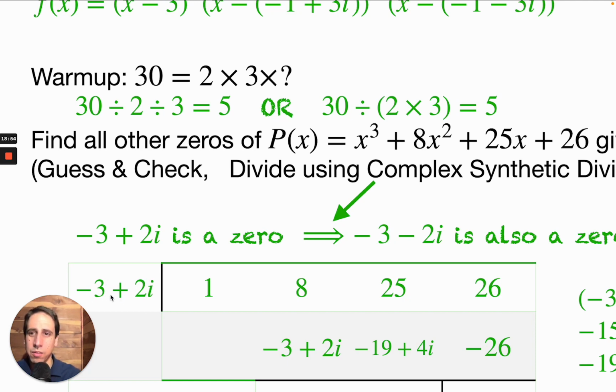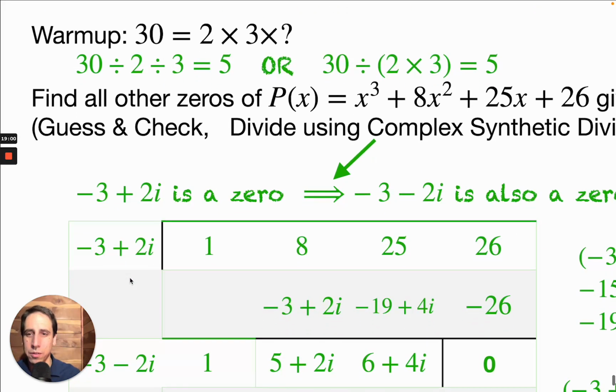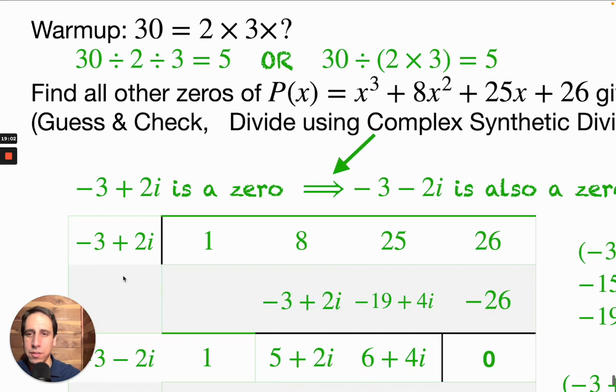And so negative 3 plus 2i. I know this might be the first time we're seeing a complex number out here, but we can do this. So what happens is, first thing we do, we proceed as normal. Bring down the 1, and then multiply by negative 3 plus 2i. You get negative 3 plus 2i. You add 8. The 2i is unaffected. It goes down here, but 8 plus negative 3 is 5.